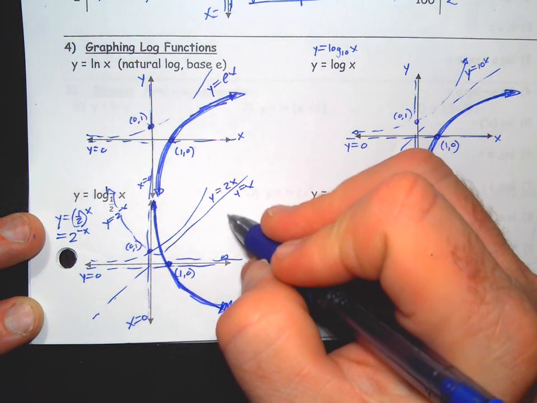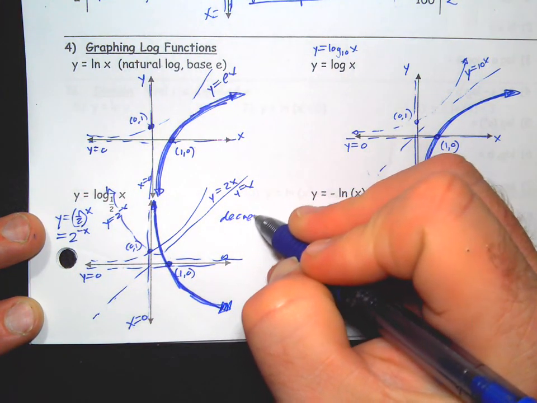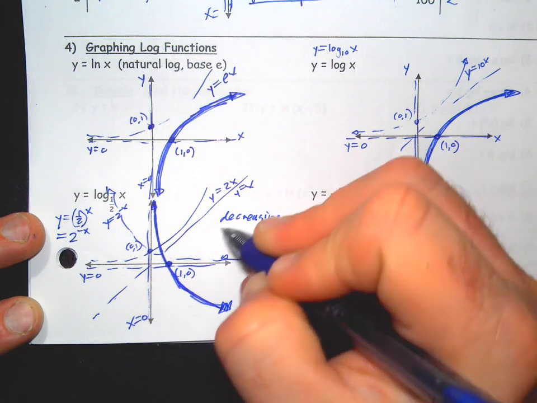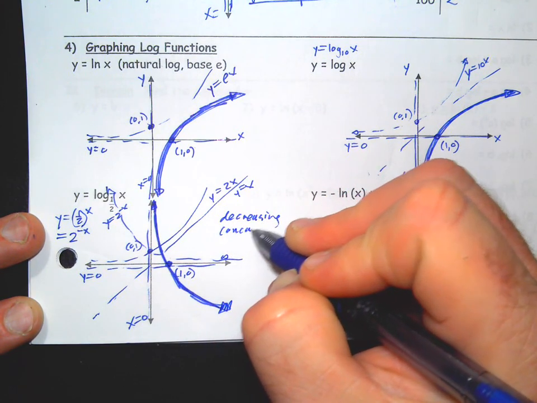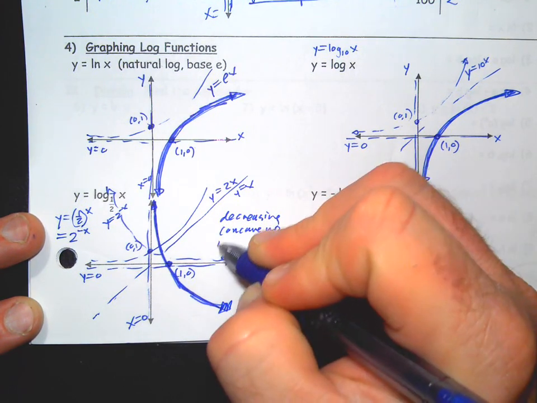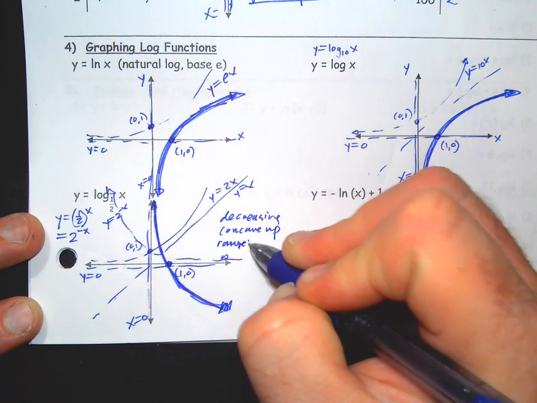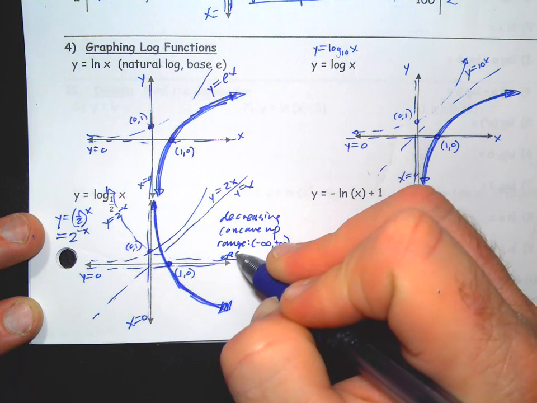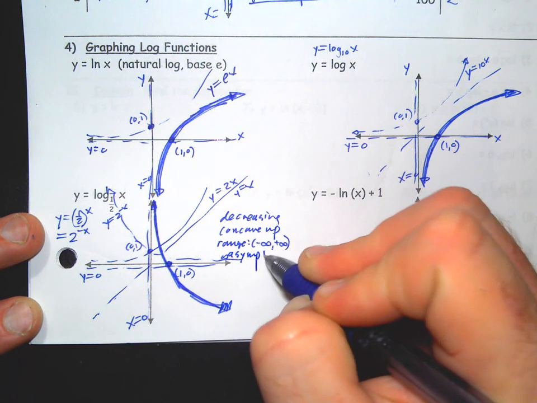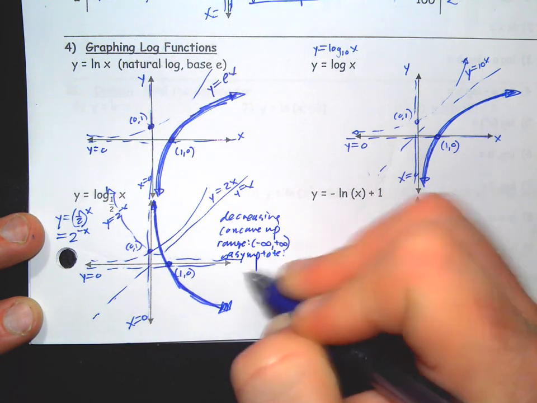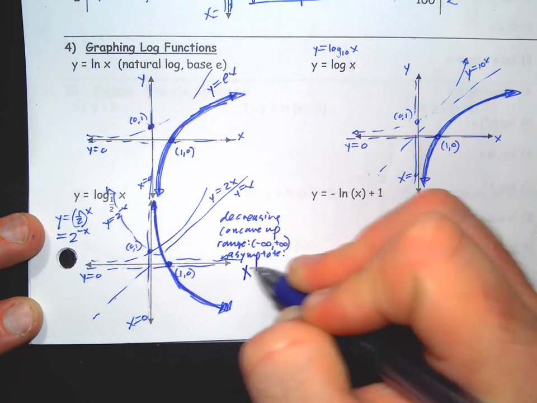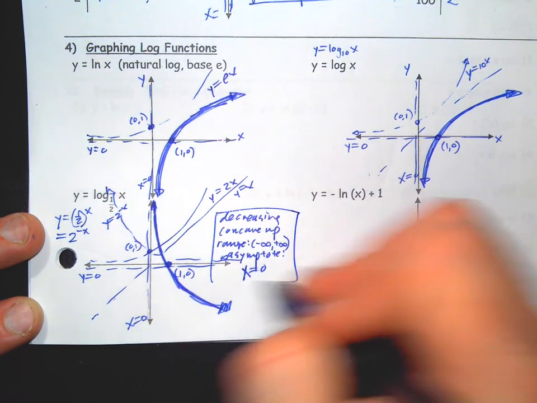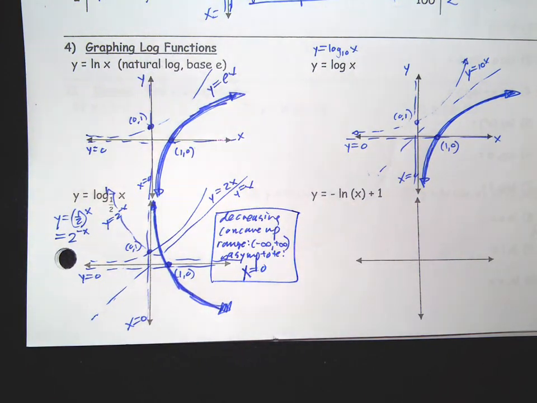We're going to say this is decreasing, concave up, range is negative infinity, positive infinity, asymptote is x equals 0. It's a vertical line. So there you go.